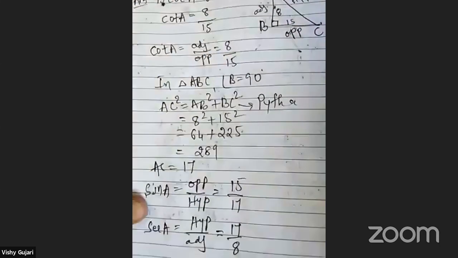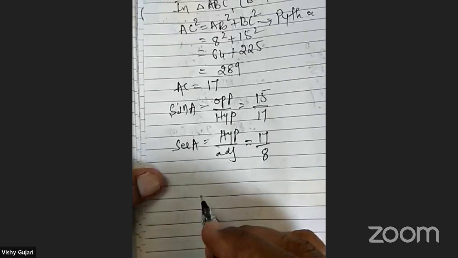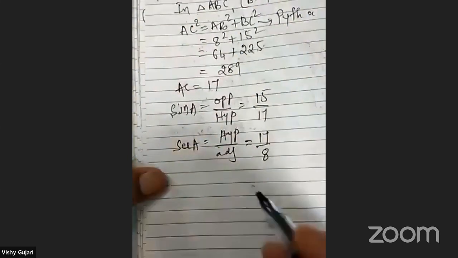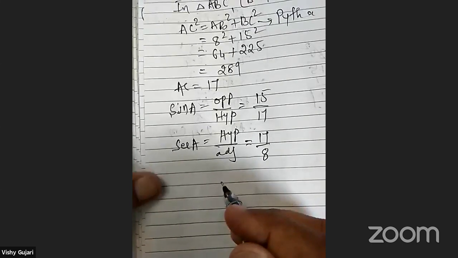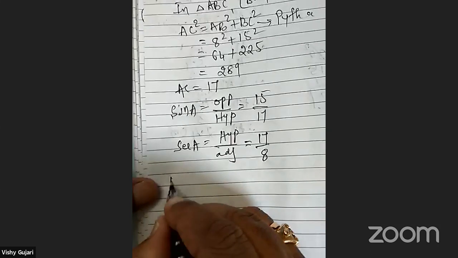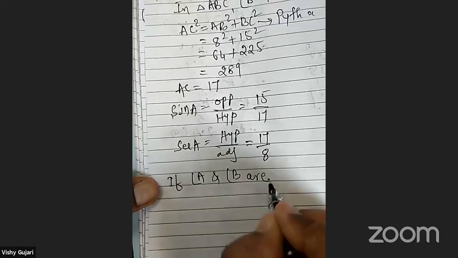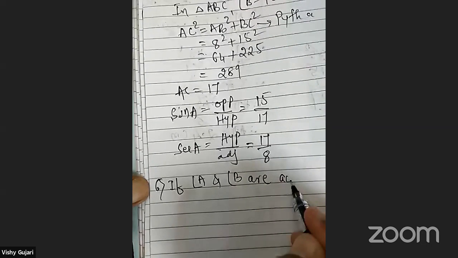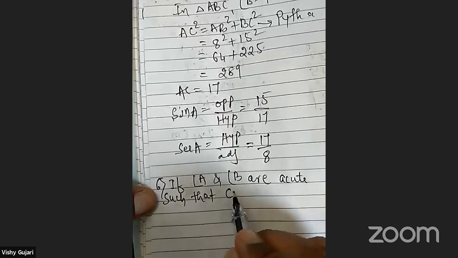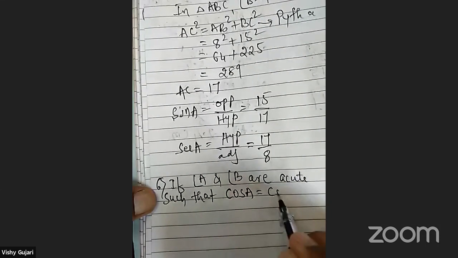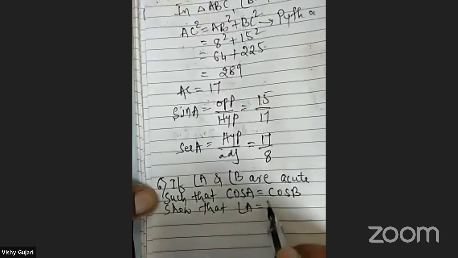The next problem is: angle A and angle B are acute angles such that cos A is equal to cos B. Show that angle A is equal to angle B. It is given that angle A and angle B are acute such that cos A is equal to cos B. Show that angle A is equal to angle B.